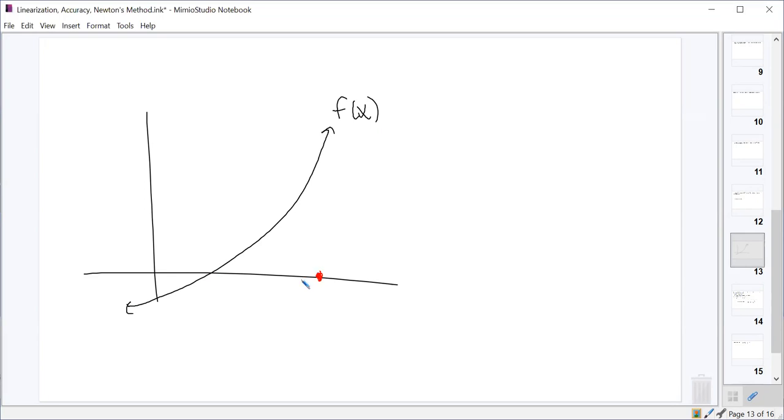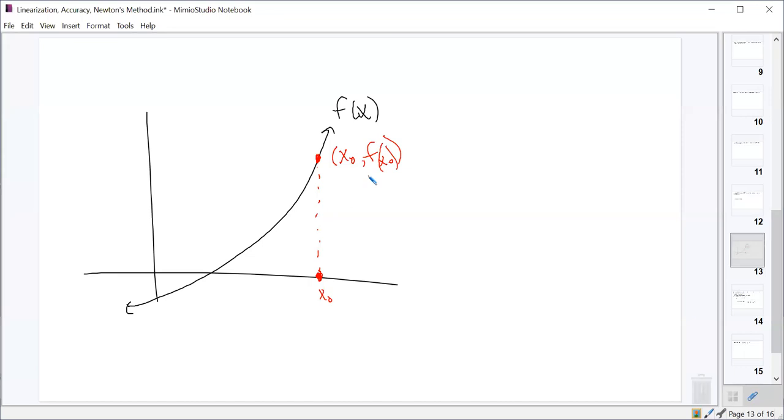Was I right? No, I was wrong. Let's see. Since I know what I guessed, I could go up here and find the value of my function there. Let's say we called this x naught. This would then be the point x naught comma f of x naught.